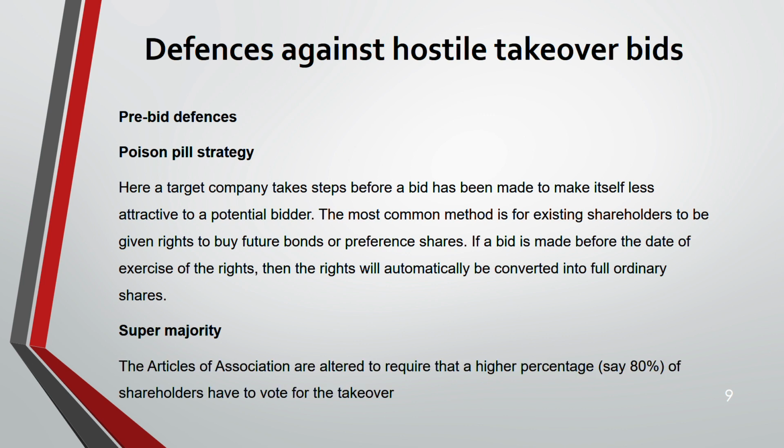Next is change the articles of association. Let's say by changing it, you are saying you require a higher percentage of shareholders to vote for the takeover. Okay, so this is easier. Why? Because normally not all shareholders might vote for the takeover. So if the majority of them are not voting for the takeover, automatically the takeover will stop.